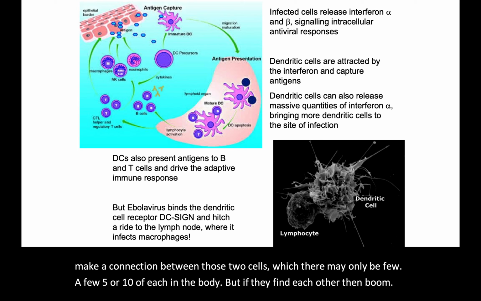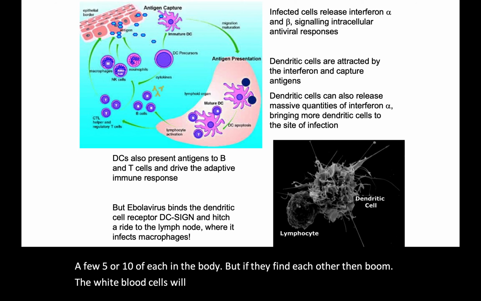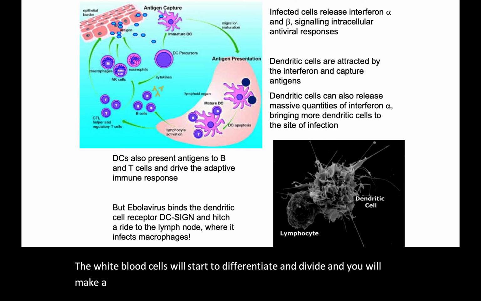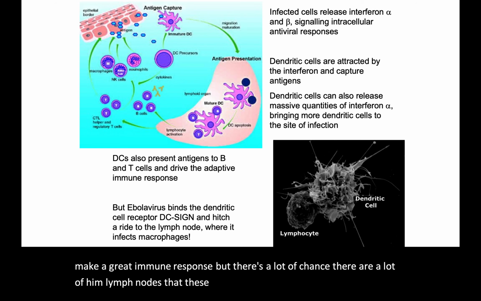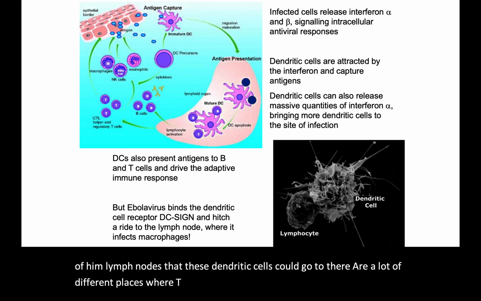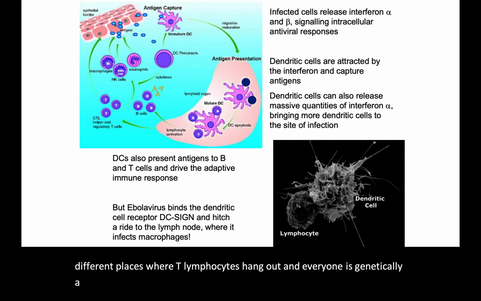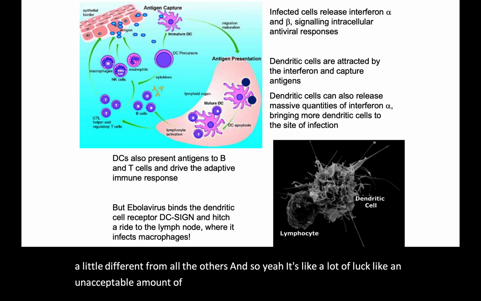the white blood cells will start to differentiate and divide, and you will make a great immune response. But there's a lot of chance there. There are a lot of lymph nodes that these dendritic cells could go to. There are a lot of different places where T lymphocytes hang out, and every one is genetically a little different from all the others. And so, yeah, it's like a lot of luck, like an unacceptable amount of luck behind any immune response.